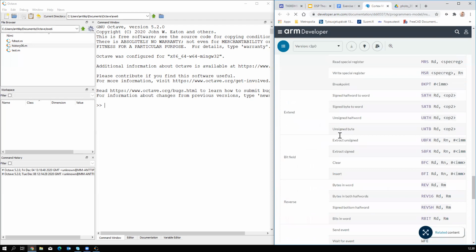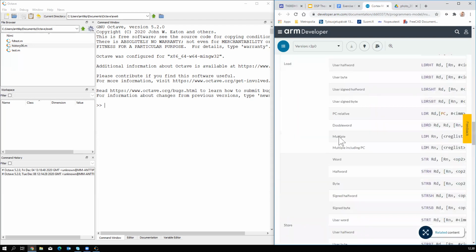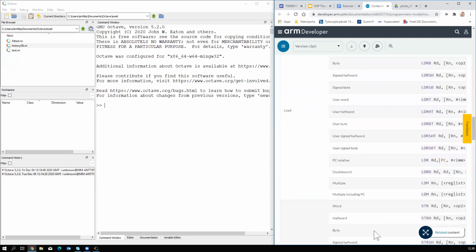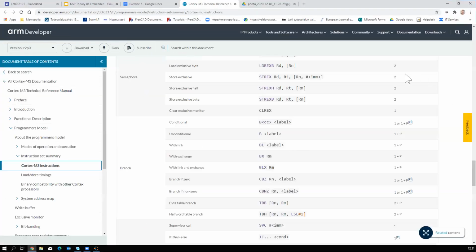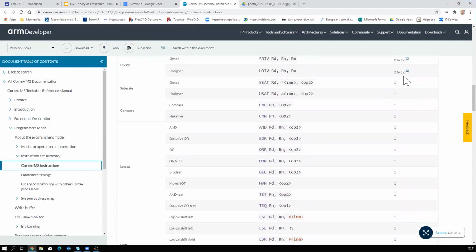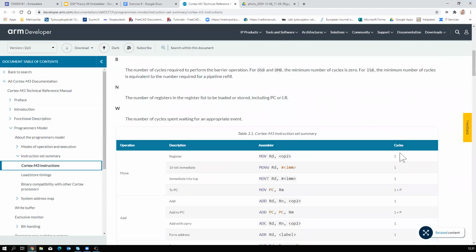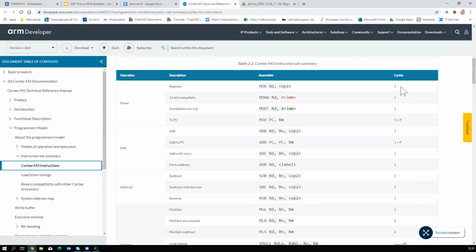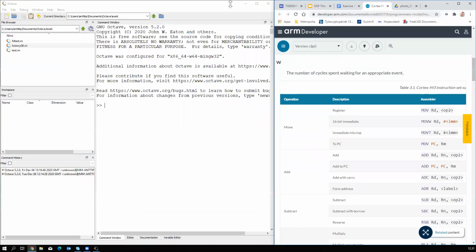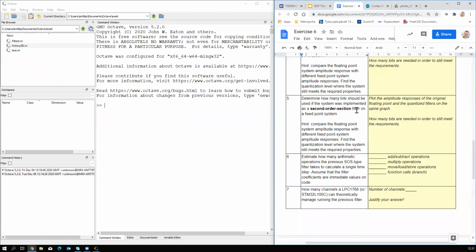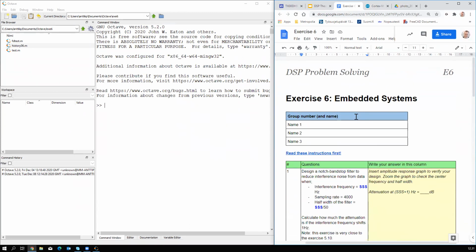There's the instruction set table, including also how many clock cycles, or instruction cycles, not clock cycles, but instruction cycles, it takes. Good. Everything is set for that exercise, except I should show you something, right?